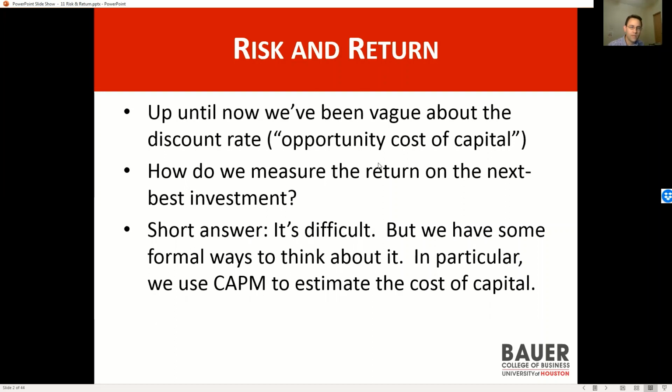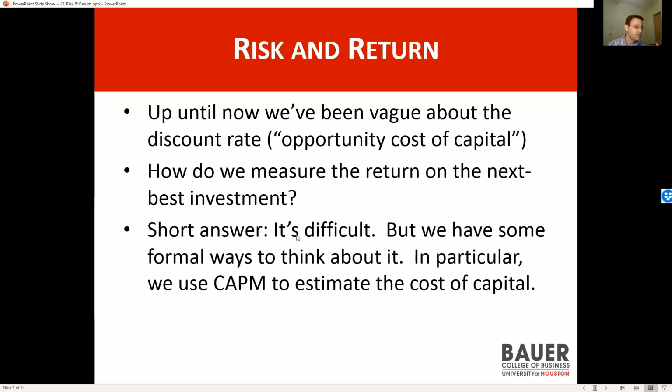So big picture again, we're turning toward the discount rate. Up till now, we've kind of waved our hands a little bit, and I've just given you the discount rate. We haven't really honed in on where it's coming from. So we need to be able to measure it. We need to be able to measure that return on the next best investment. Right? We said that the opportunity cost of capital is what you could earn on something of similar risk. It's kind of vague. We want to be much more precise about it now.